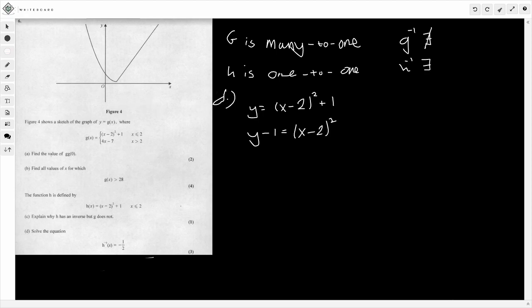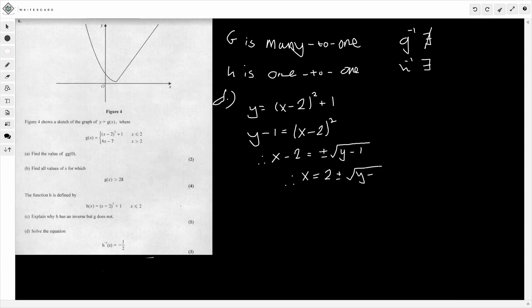So what I can do here is take the square root. So x minus 2 is equal to, and don't forget we have a plus or minus square root, so that's plus or minus the square root of y minus 1. And then we're going to add 2 to it. So therefore x is equal to 2 plus or minus the square root of y minus 1.